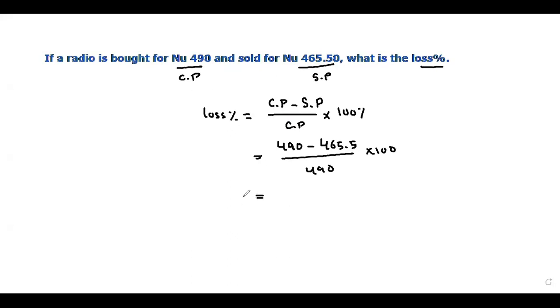So when you calculate this, you will get 5%, which is (490 minus 465.5) divided by 490. Okay, it is 5%. Yes. So what does it mean now? Yes, 5%. Thank you. It means that if a rate is bought for 490 and sold for 465.5, you will have a 5% loss.